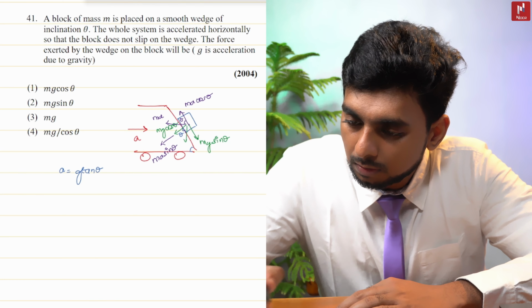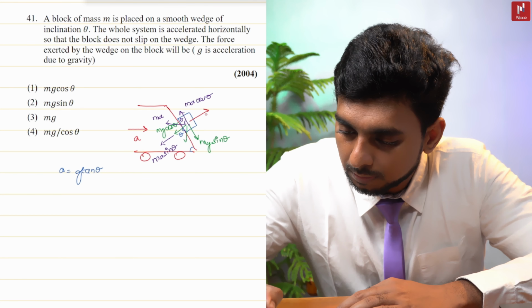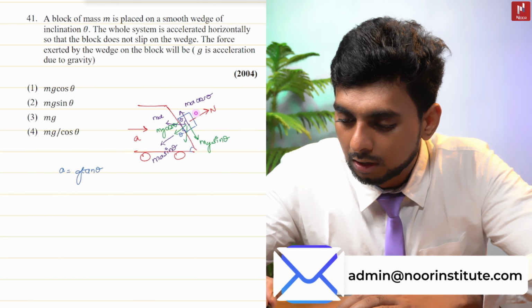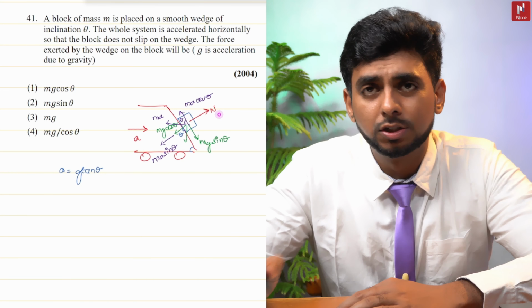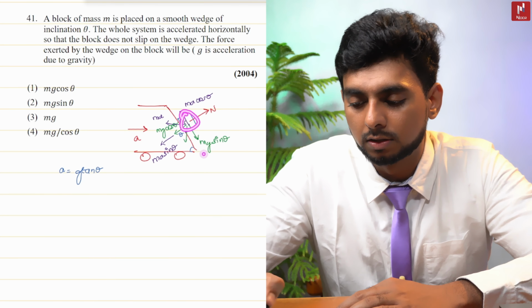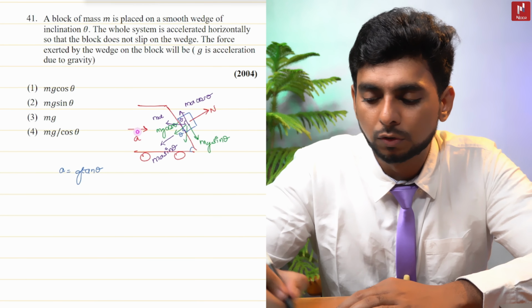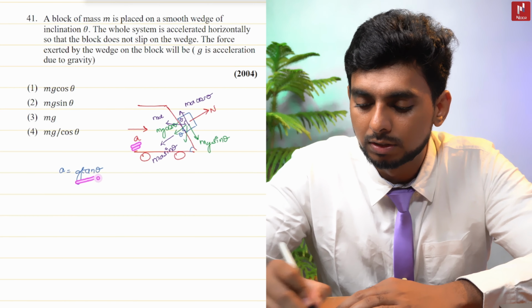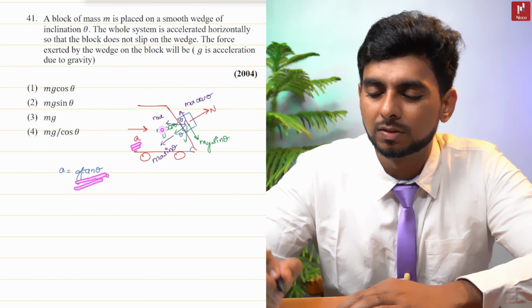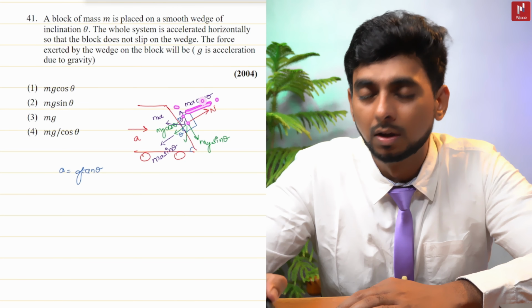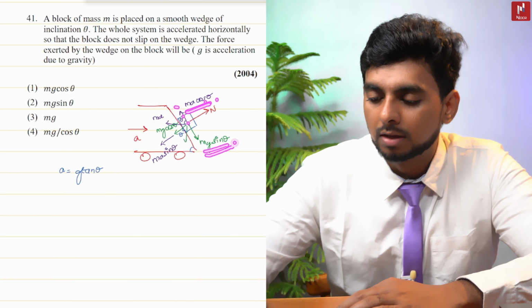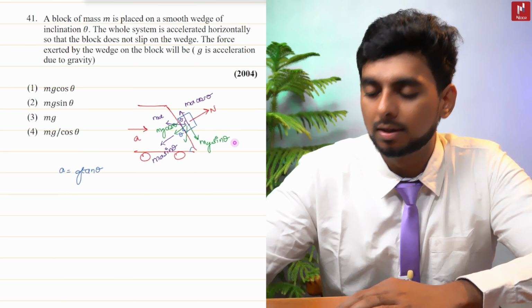Obviously this will be my normal reaction. Got it? You shouldn't have any doubt in this part. So it should be obvious that this object is not going to slide because I've given you the suitable acceleration. The acceleration was equal to g tangent theta. If the acceleration was greater than this, obviously this will start moving upwards because ma cosine theta will dominate the mg sine theta.